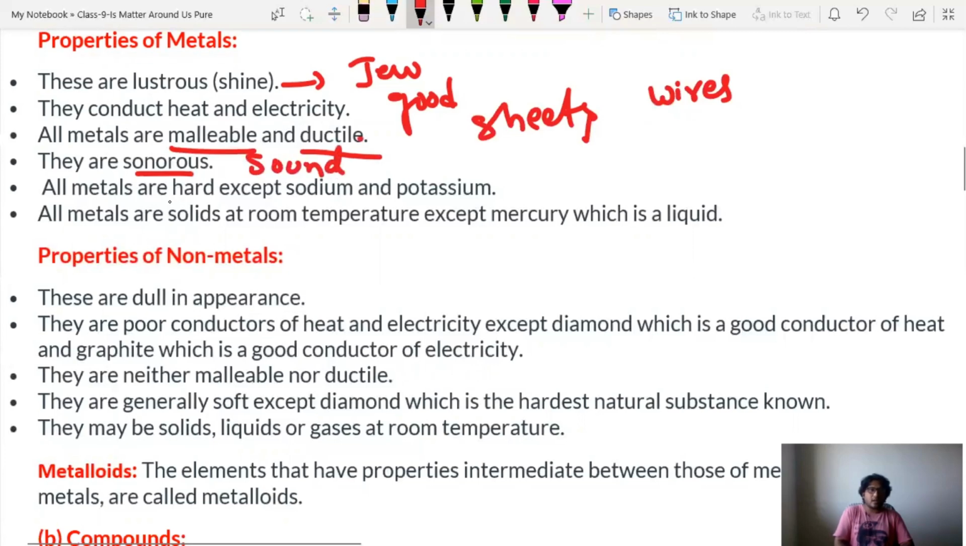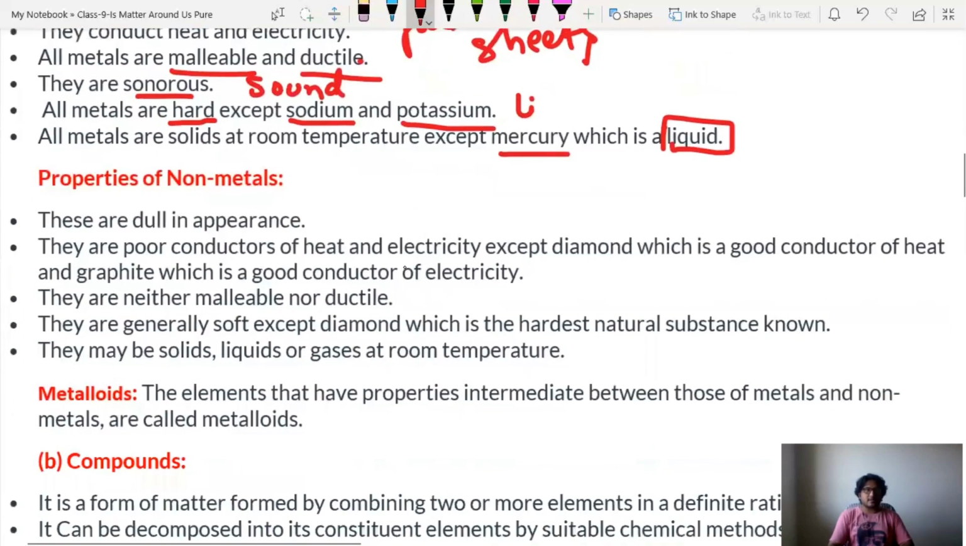Metals are hard. Maximum all metals are hard except a few, that is sodium, potassium, lithium, etc. And all metals are solid at room temperature. We have one exception, that is mercury. Mercury is liquid at room temperature. Those are the properties of metals.